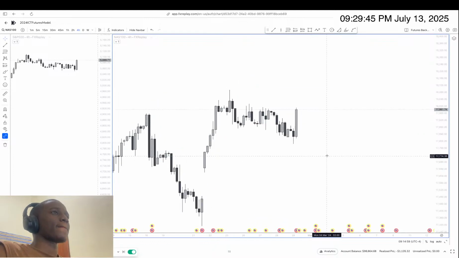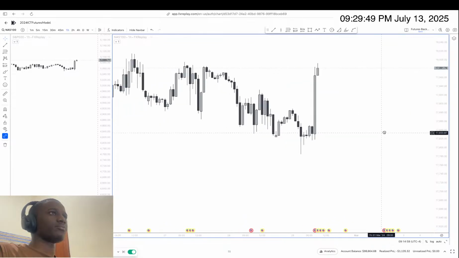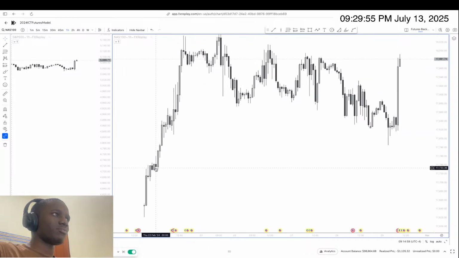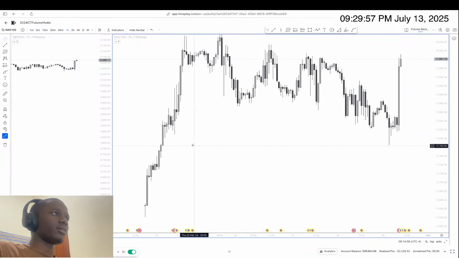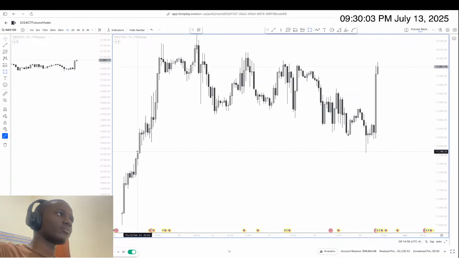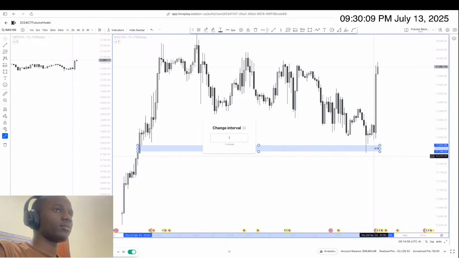That's now going to the 1 hour where I'd like to draw my POIs. So on 1 hour, you can see we took out a crucial low right there, and we have some kind of order block here. But you can see that this fair value gap held this one right here. It's a nice 1 hour fair value gap.